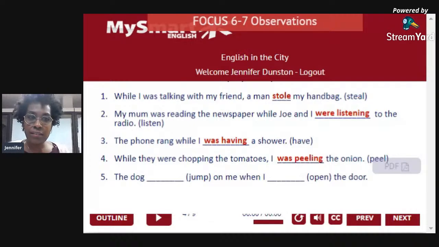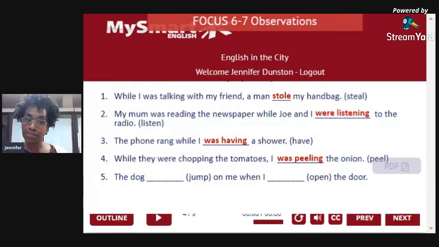Because consider all of our long actions. These are activities that it takes an amount of time to do. Because you're talking, you don't say one word, you're talking, you have a conversation, or you're listening for an amount of time, or you're having a shower, or you're peeling an onion. Two short actions, very good, Elena.